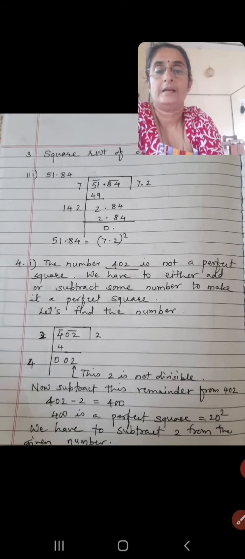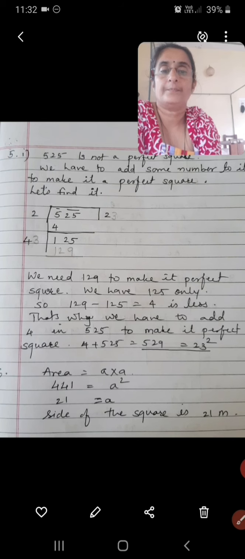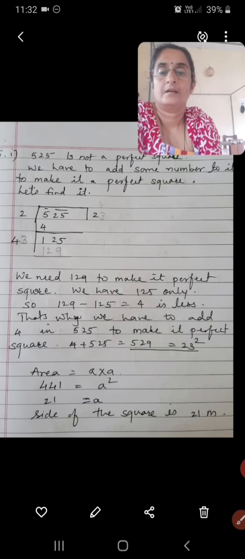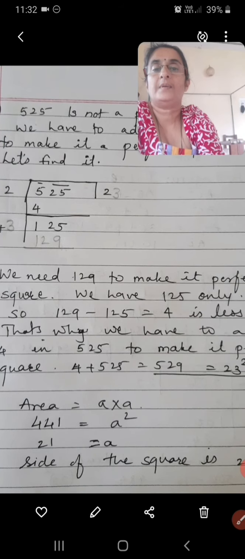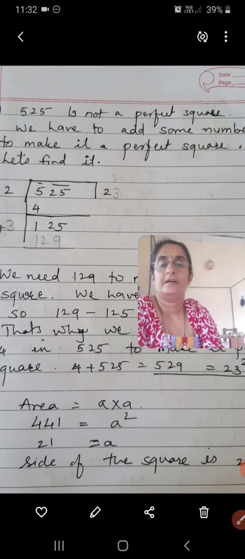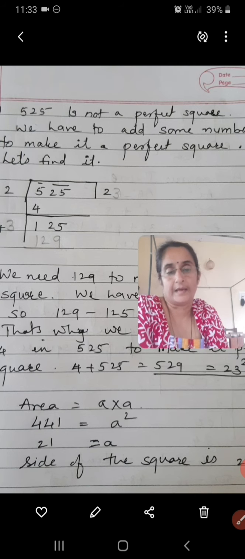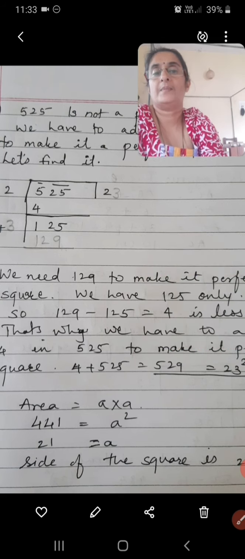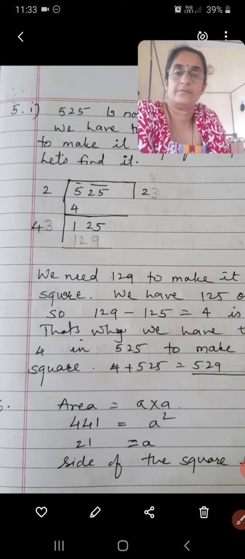Fine. Let us go to one more question from that exercise only. The given number is 525. That is not a perfect square. It is asked which number we have to add to make it a perfect square. In the previous question we had to subtract. Here we have to add. Now again make two groups. That is one group of 5 and the other group of 25.